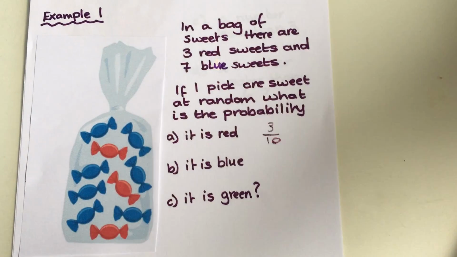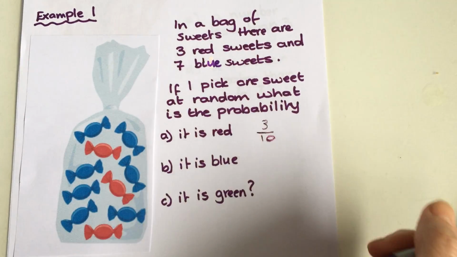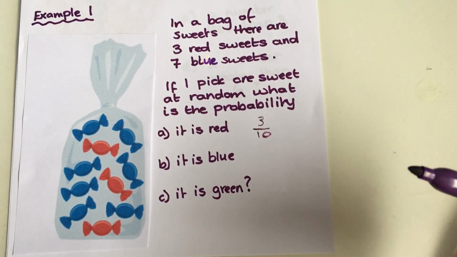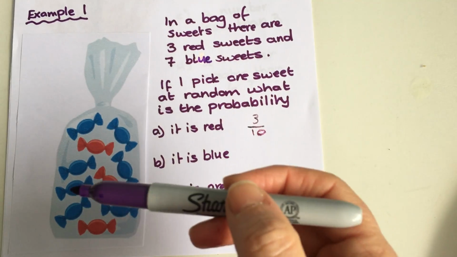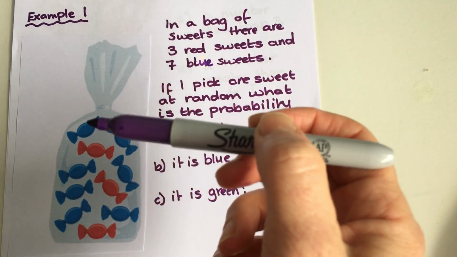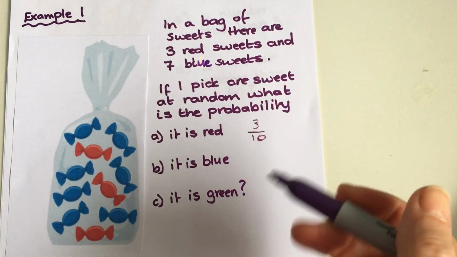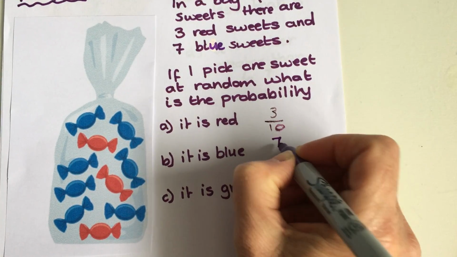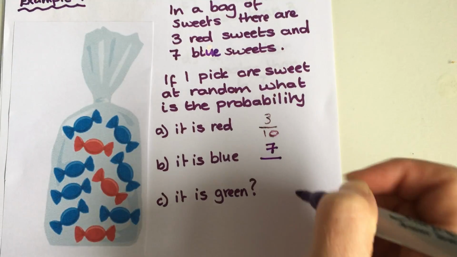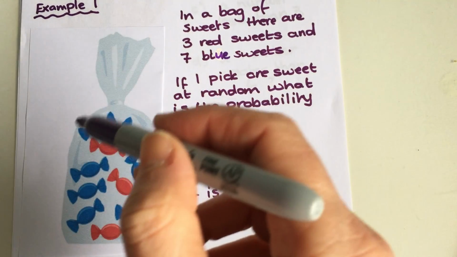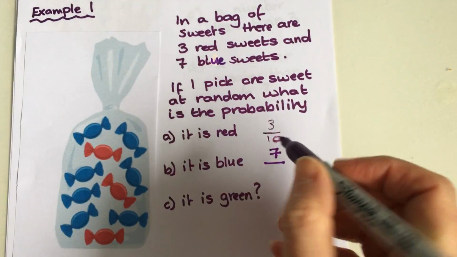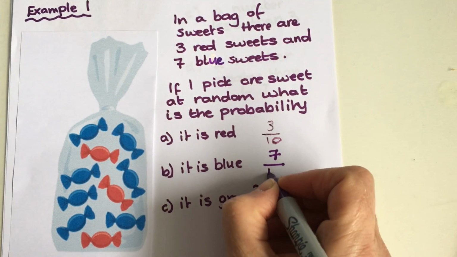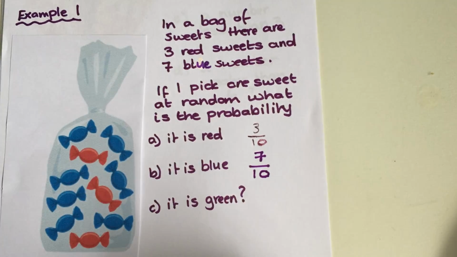The next question asks, what is the probability that if I pick a sweet out, that it is blue? So we count how many blue ones, they are our successes. There are 7, so that is our numerator, our top number, and our denominator is the number of possible outcomes, and it's still the same, there are 10 sweets, so 10.